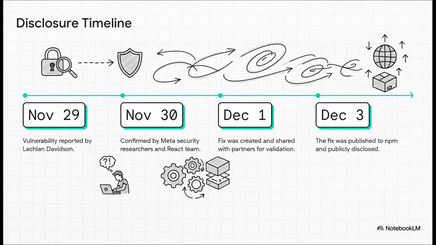Now, check out this timeline. This is what a well-oiled security response looks like. The vulnerability was privately reported on November 29th, and by December 3rd, a fix was already published on NPM for everyone. We're talking just 4 days from discovery to a public patch. That's an absolutely incredible coordinated effort from the researcher, from Meta, and from all the other partners. This is open source working at its best.